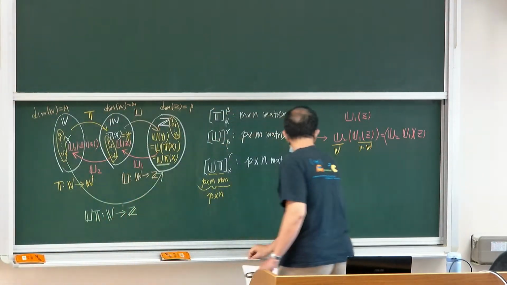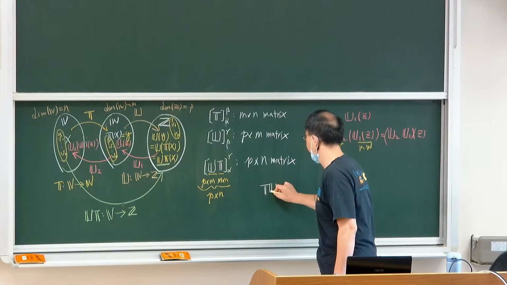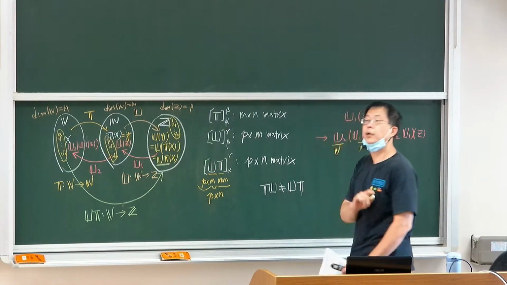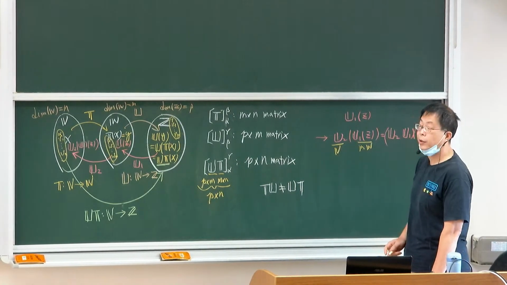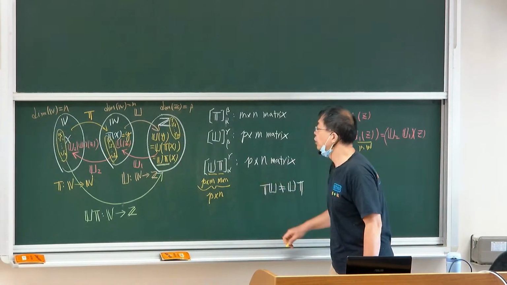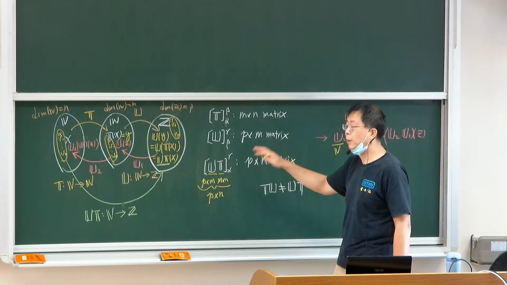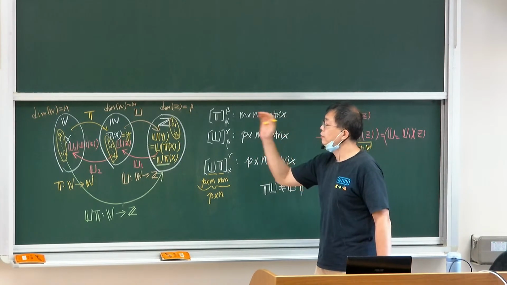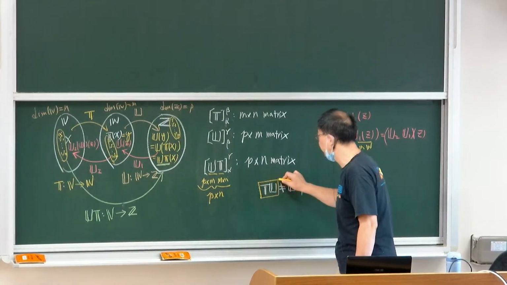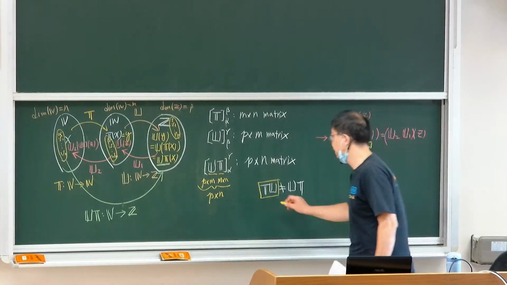So we will say that TU may not be equal to UT. TU may not be equal to UT. And even TU, because right now we have UT, we have the definition of UT, the definition of the composition of linear transformation from V to Z. But do we have TU? Do we have TU linear transformation? It may not exist.